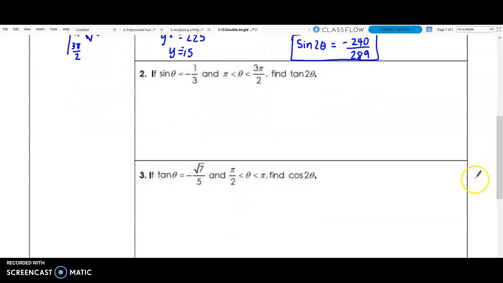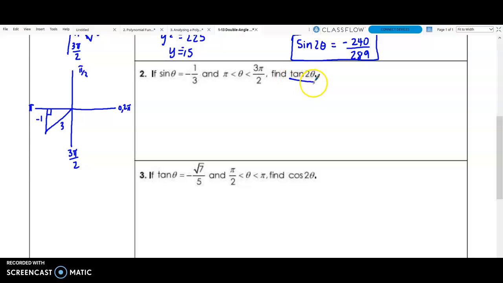All right, next one. If sine of theta is negative 1/3, and now we're looking where theta is between pi and 3 pi halves. So now again, here's my unit circle. Here's 0 and 2 pi, pi halves, pi, and 3 pi halves. It's in between pi and 3 pi halves, so it's in this quadrant, quadrant 3. Make your right angle, and sine is your y over r. So y is negative 1, and r is 3.